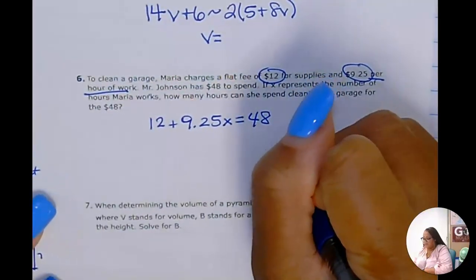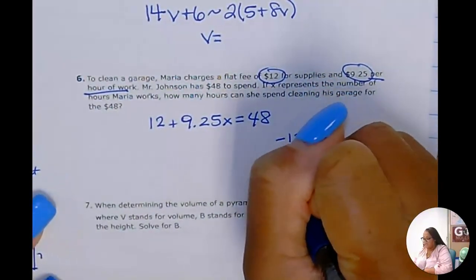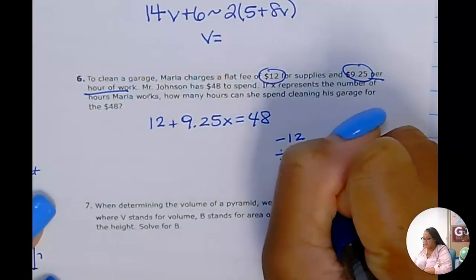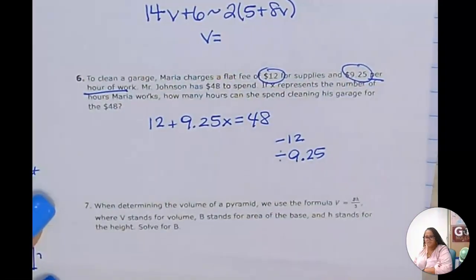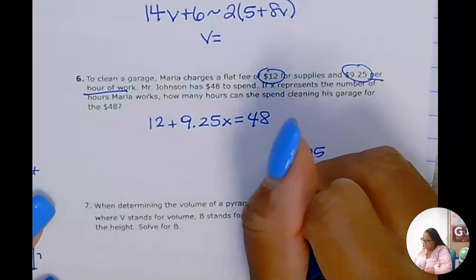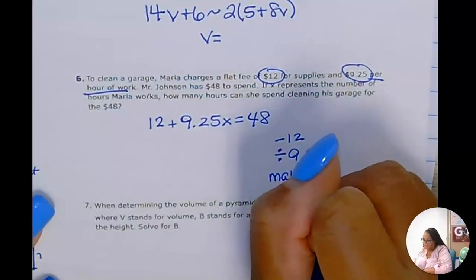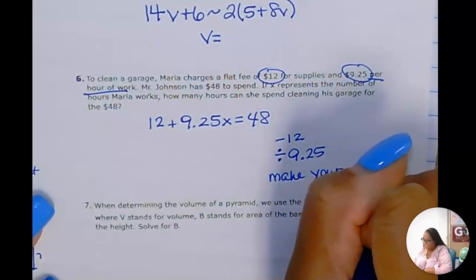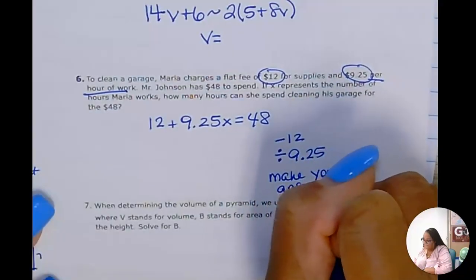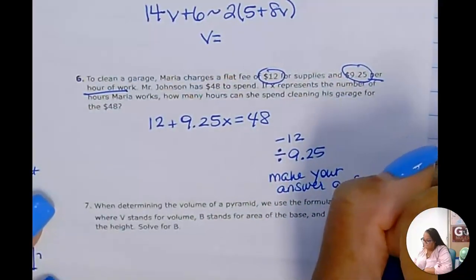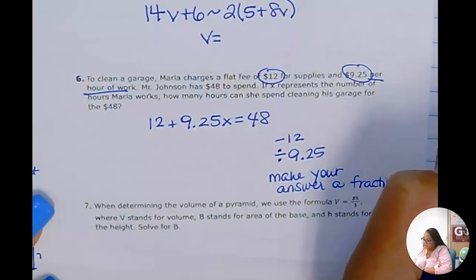So here I would subtract 12 from both sides, then divide by 9.25. You are going to get a decimal for this one. Turn it into a fraction. Answer as a fraction.